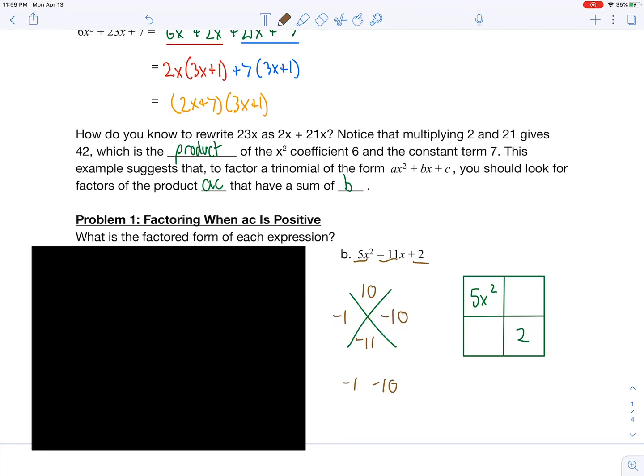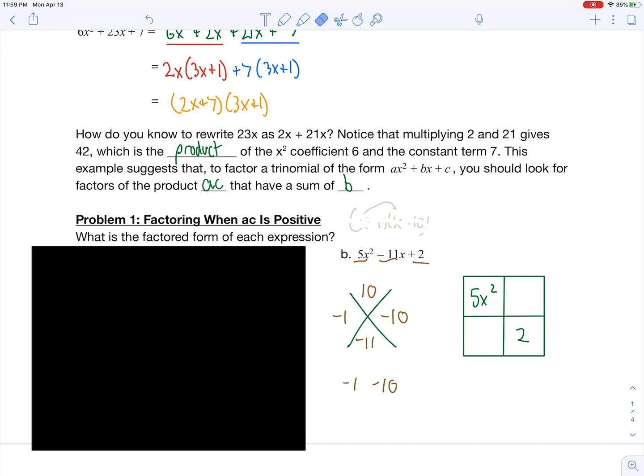So in the last section, we would have been done already. We would have just said that was x minus 1, x minus 10, and we'd move on. Except if I try to check my answer here, x times x, if I was trying to FOIL this or box it, multiply it back out, just doing x times x is not going to give us 5x squared. So that's not going to be our only step.